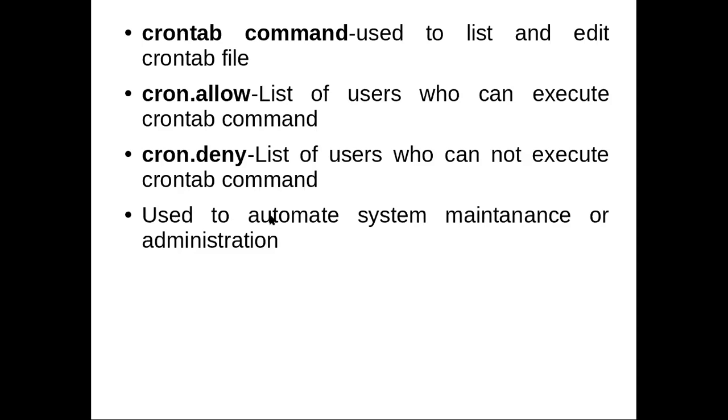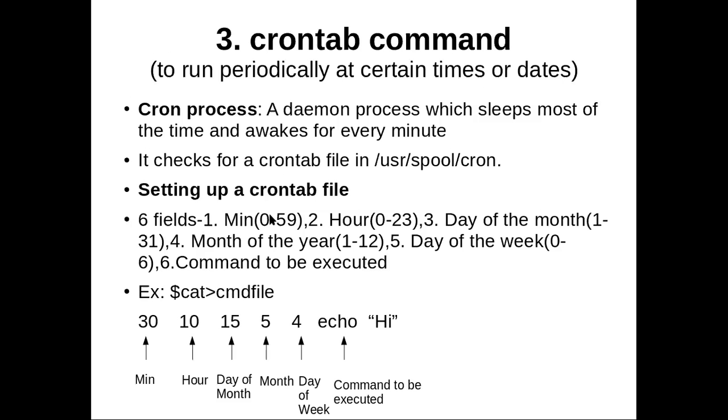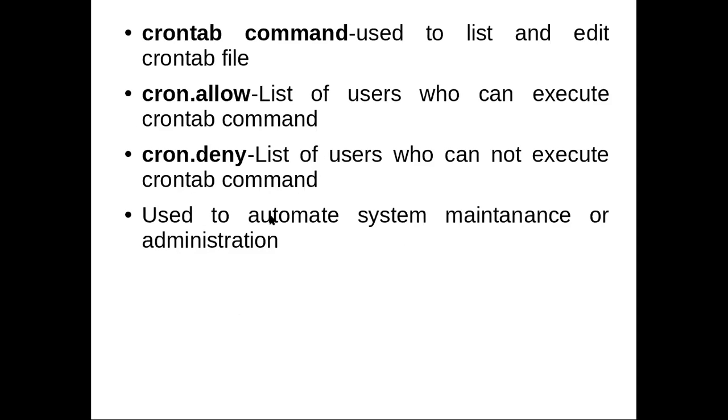We have seen that the cron process checks the crontab file, and we have seen the content of the crontab file. The list of users who can access the crontab command is in cron.allow. The cron.deny file contains the list of users who cannot execute the crontab command. And the main purpose of the crontab command is to automate system maintenance or administration.